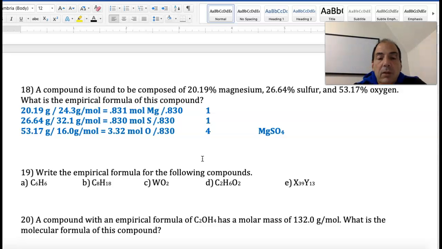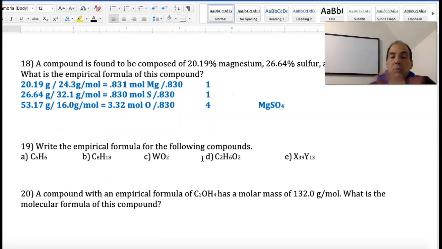So now we have to talk about molecular formulas. But before I do that, let me review again the difference between empirical and molecular. So these are actual formulas. These are molecular formulas, although this one is a pretend one because there is no element X.